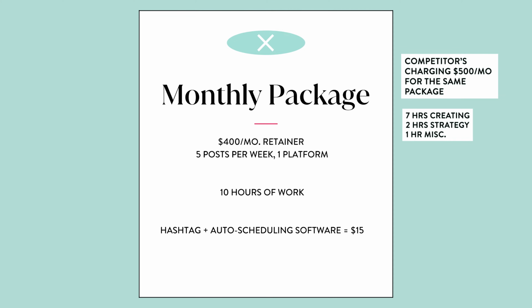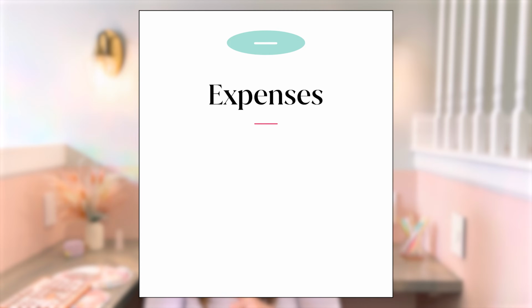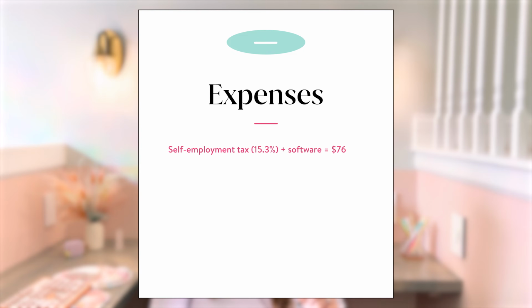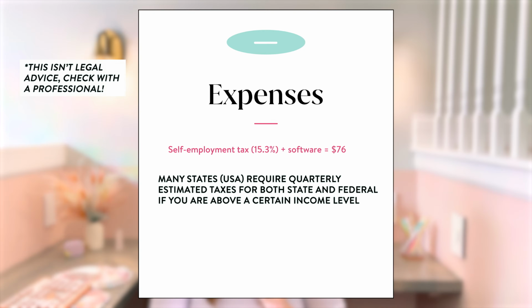On a $400 package, her overhead, which is the self-employment income tax here in the US, is 15.3% typically, but double check where you're located. Depending on your state, you're required to pay a percentage of what you've earned to both federal and state every quarter, plus software costs. So we'll say this is $76 for her.